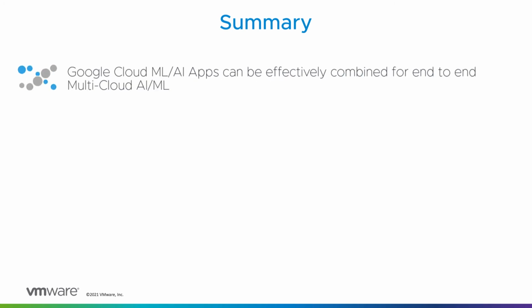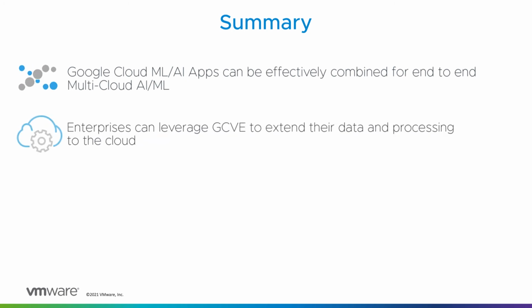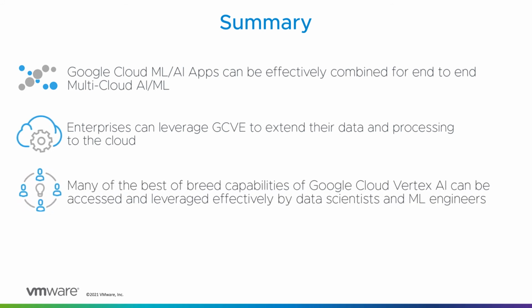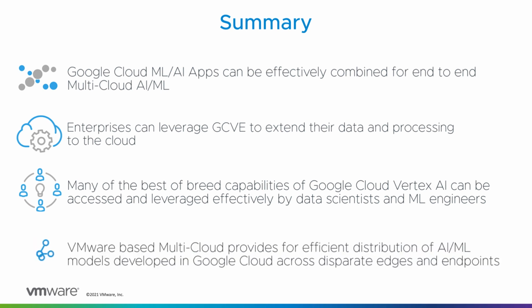In summary, Google Cloud ML or AI apps can be effectively combined for end-to-end multi-cloud AI or ML. Enterprises can leverage GCVE to extend their data and processing to the cloud. Many of the best-of-breed capabilities of Google Cloud Vertex AI can be accessed and leveraged effectively by data scientists and ML engineers. VMware-based multi-cloud provides for efficient distribution of AI or ML models developed in Google Cloud across disparate edges and endpoints.